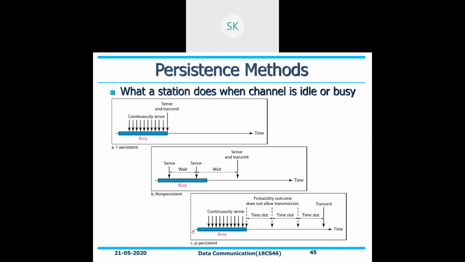Whereas the last one, p-persistent, is a combination of one-persistent as well as non-persistent. What is going to happen?